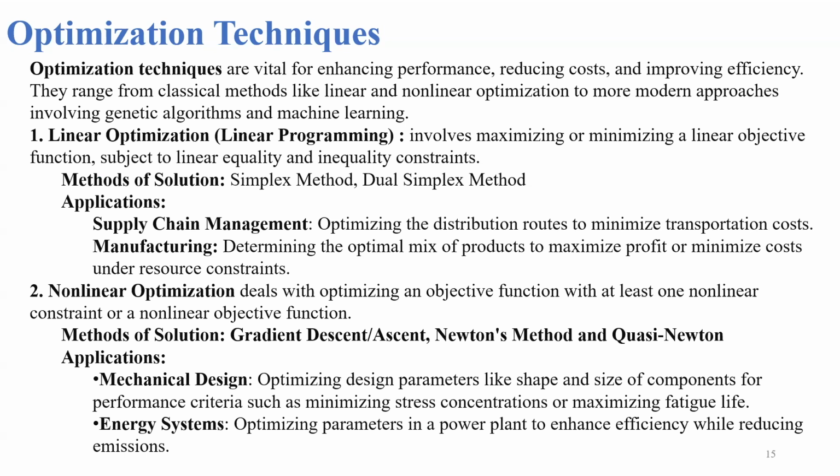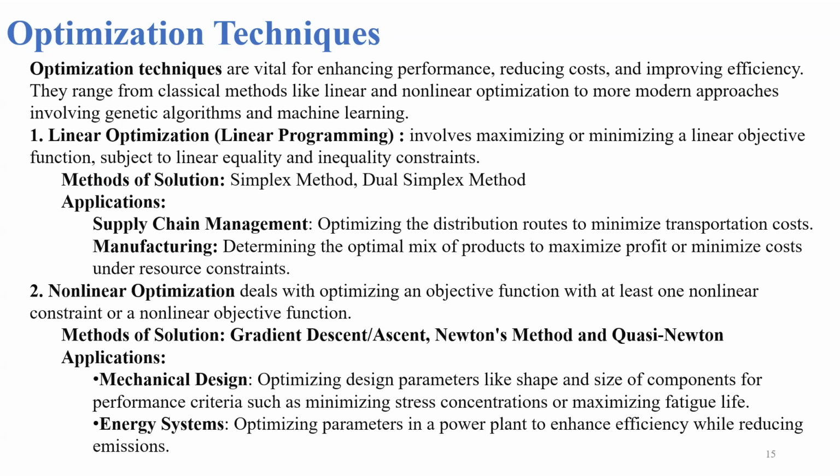So linear programming involves maximizing or minimizing a linear objective function subject to linear equality and or inequality constraints. Some of the methods are simplex, dual simplex, and so on. They are used for supply chain management, manufacturing, and so on. Similarly, nonlinear optimization deals with an objective function with at least one nonlinear constraint or a nonlinear objective function. Luckily or unluckily, most of the optimization functions are nonlinear. So that's why we have to learn about gradient descent, ascent, Newton's method, and quasi-Newton method. Especially gradient descent is a very popular technique.